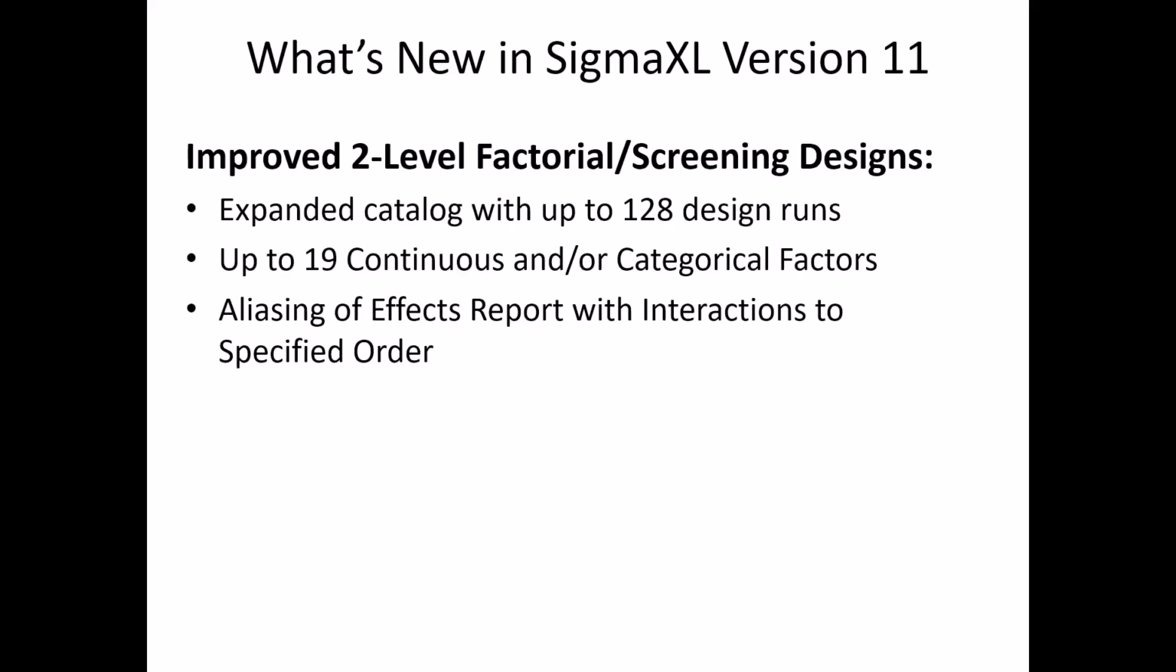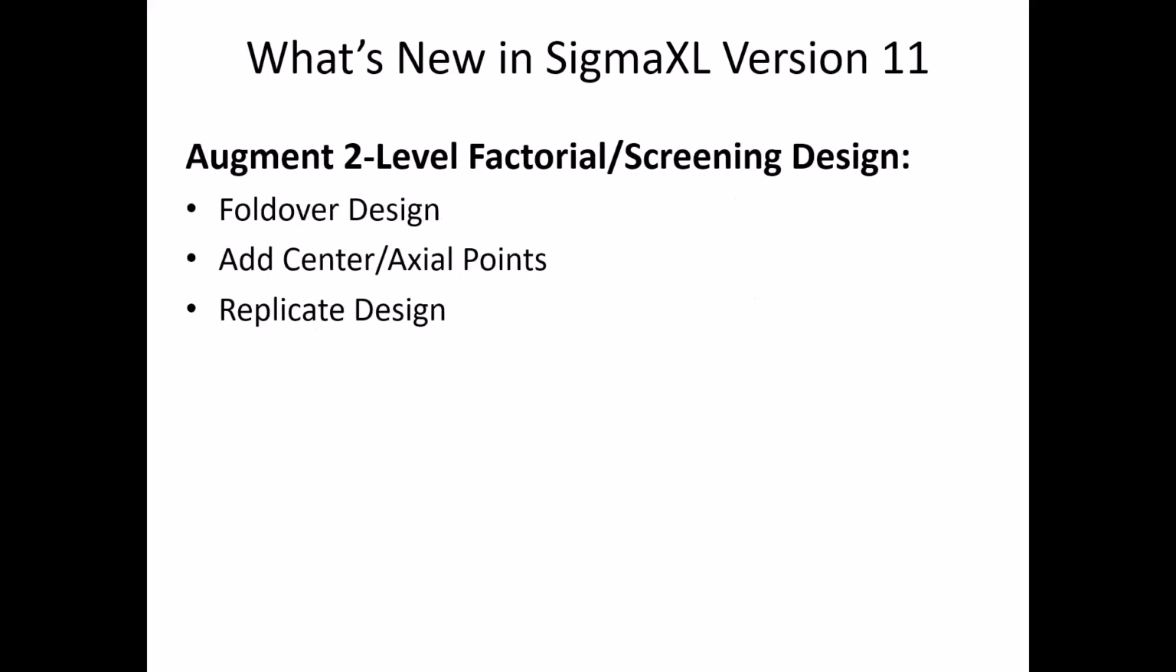We also improved the factorial screening designs. We have an expanded catalog with up to 128 design runs. You can use up to 19 continuous and or categorical factors, and you get an aliasing of effects report, and you can specify the interaction order, the default being 2, but if you want to see 3-way and so on, you can say, show me the alias report for whatever order you're interested in.